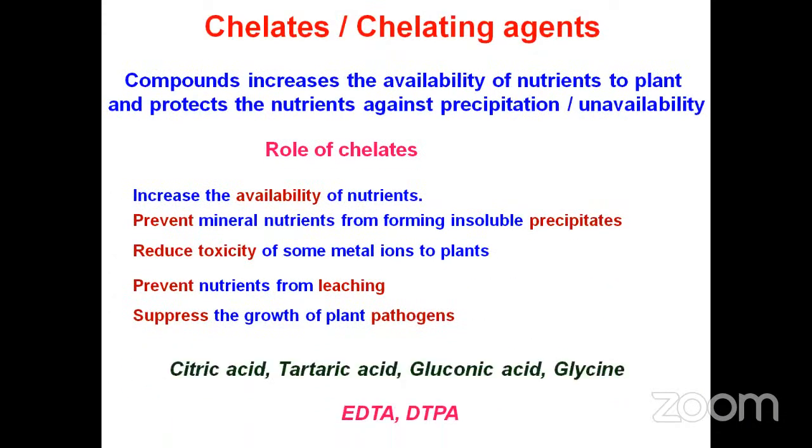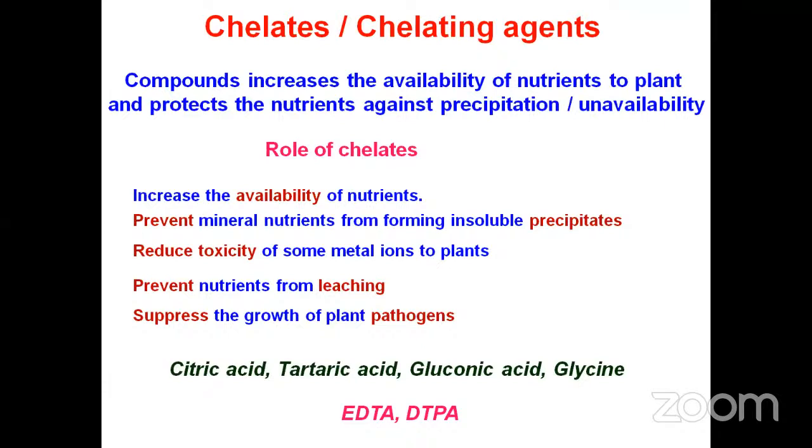So I want to explain one point, that is chelates or chelating agents. The chelates or chelating agents are very important, and they are the compounds which increase the availability of nutrient to the plant and protect the nutrients against precipitation or unavailability.